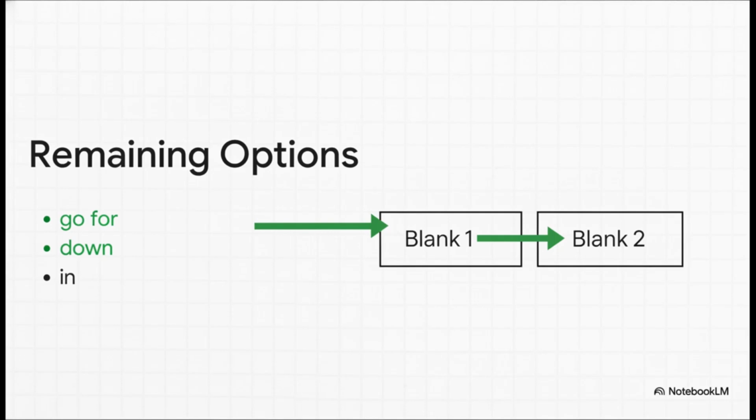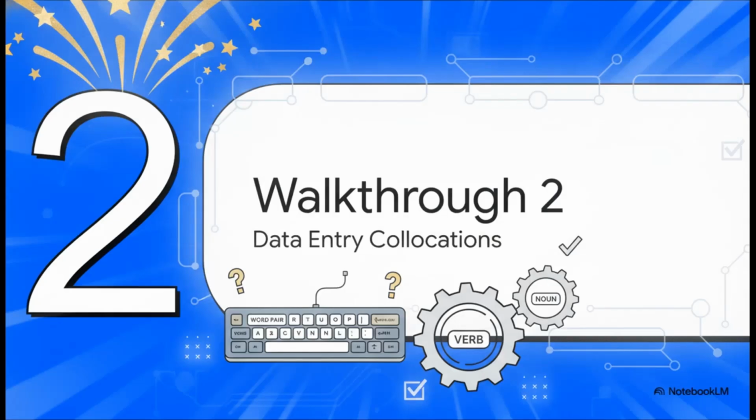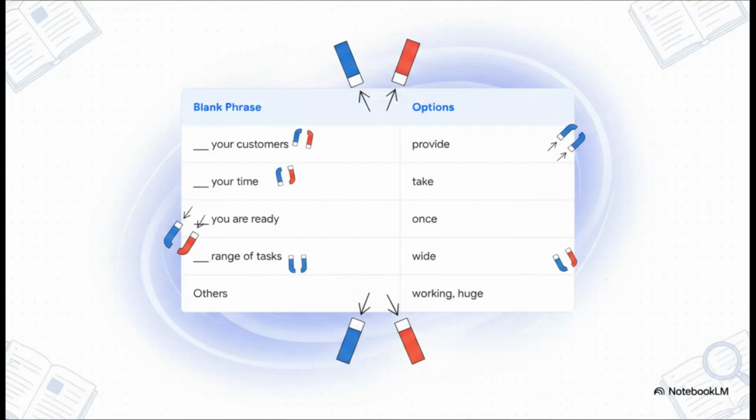Awesome job. Moving on to section 2, walkthrough 2, data entry and collocations. Take a second to celebrate that win. You just passed the first test with flying colors. Now we're going to turn the heat up just a little bit. We're introducing our second passage focused on data entry. And this one is going to specifically test our knowledge of word pairs.